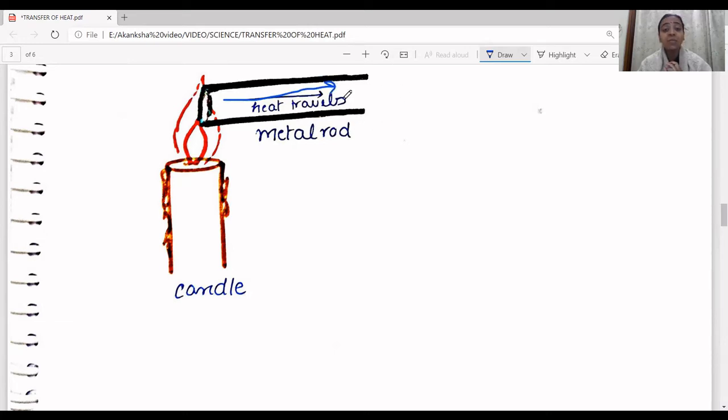If you're holding a metal rod from here, after 5 minutes you will realize that heat is traveling to your hand also. And probably after 10 minutes, you cannot hold that rod because it will become very hot, because the heat is being transferred from the flame to the metal rod. So this is actual conduction that is happening, because here the metal rod is the solid object through which the heat is being transferred.